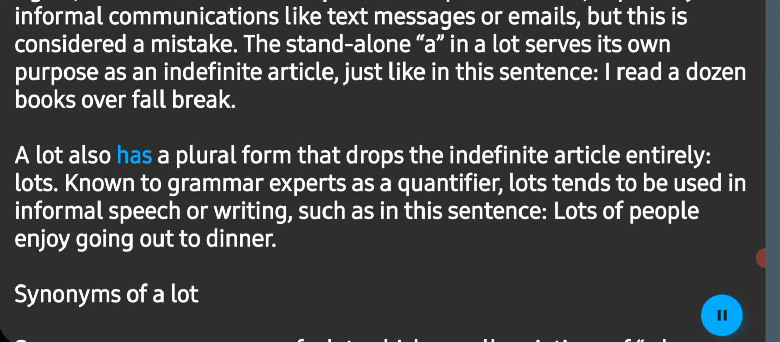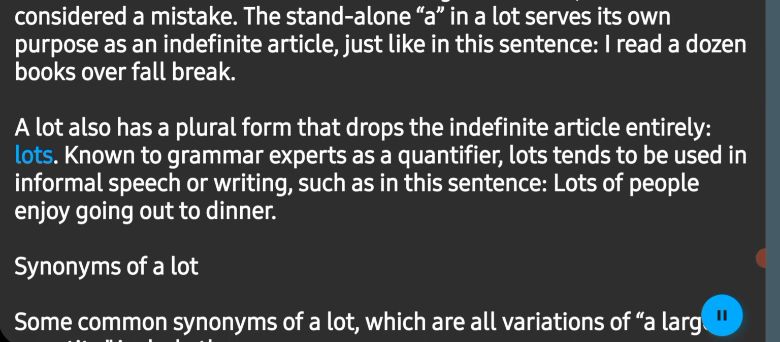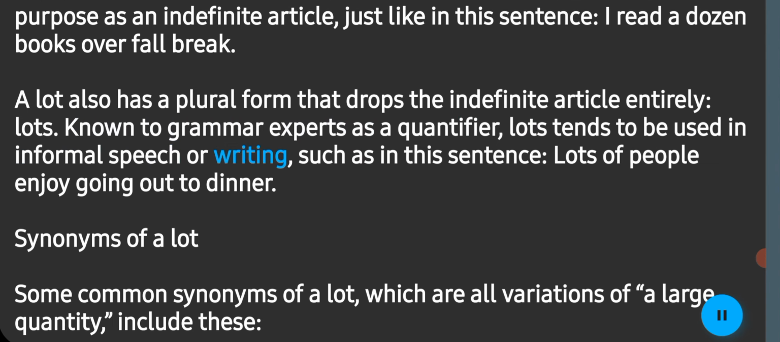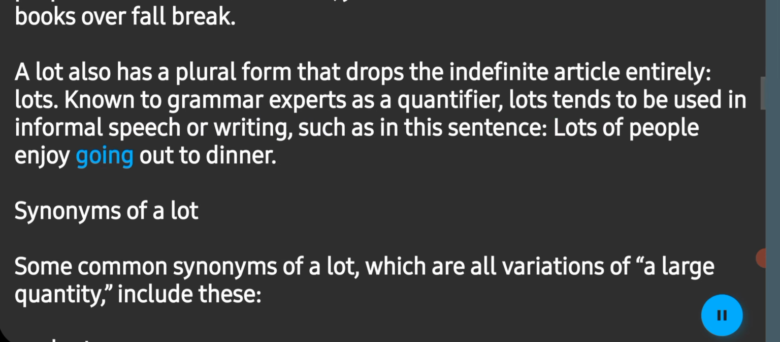"A lot" also has a plural form that drops the indefinite article entirely: "lots." Known to grammar experts as a quantifier, "lots" tends to be used in informal speech or writing, such as in this sentence: Lots of people enjoy going out to dinner.